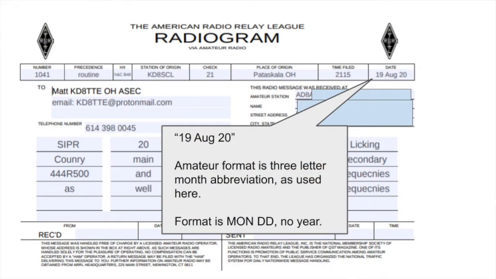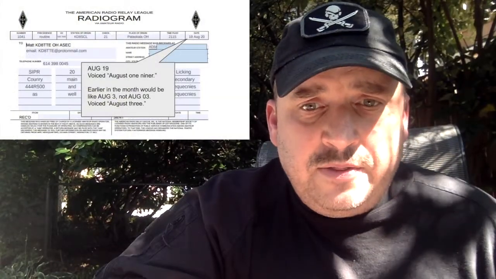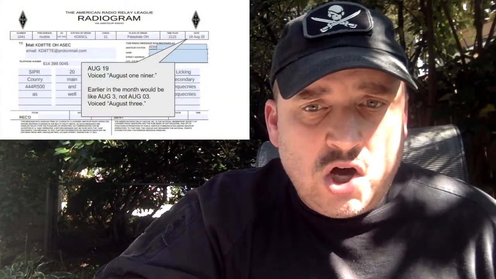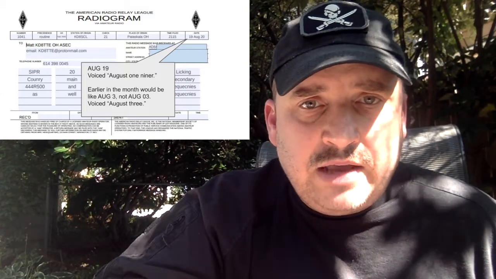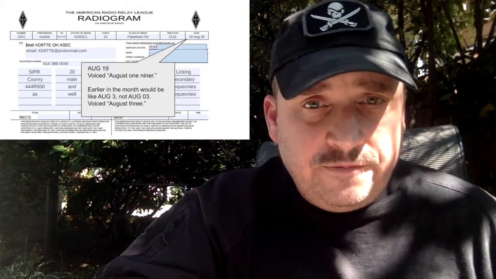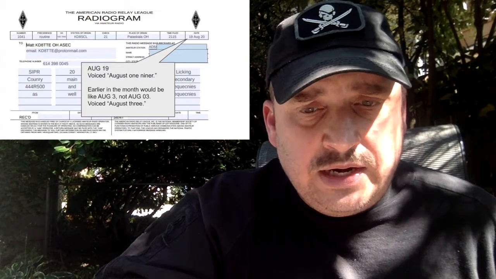Let's go on to the date. We see the way it's written is 19 Aug 20. The amateur format for the date is standardized, and it's meant to be the three-letter abbreviation for the month, as we have it written here, and then to have the day of the month follow it. So in this case, it should actually be written AUG 19, and the way that it is voiced is August 19er. So we write down AUG 19, we voice it August 19er.